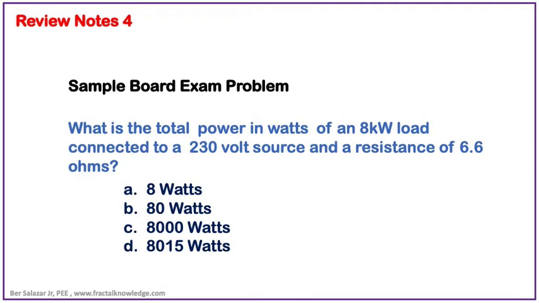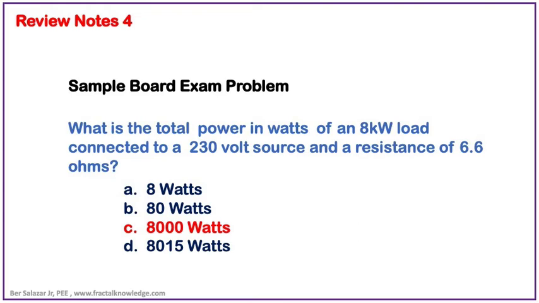Those engineering notations that we discussed above are applicable in some of the logic and common sense questions in the board exam. Example board exam question is this. What is the total power in watts of an 8 kilowatt load connected to a 230 volt source with a resistance of 6.6 ohms? Choices are A. 8 watts, B. 80 watts, C. 8,000 watts, D. 8,015 watts. The answer is letter C, 8,000 watts, because it was given in the problem as 8 kilowatt.